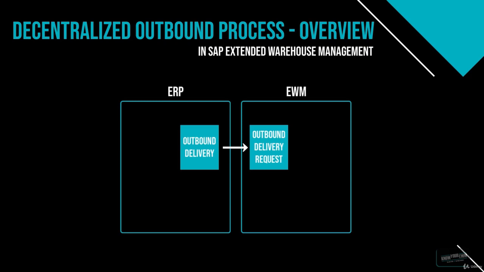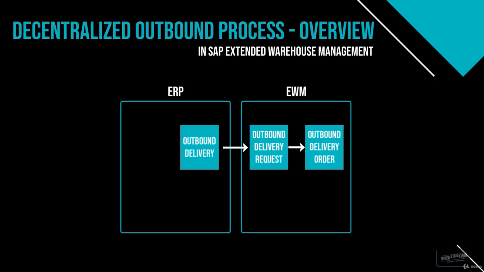These checks, for example, include whether all master data, like for example the product and the batches, are known to the EWM system. Depending on our customizing settings for the post-processing framework, the system will create the object the EWM actually performs the outbound process with, the so-called outbound delivery order.